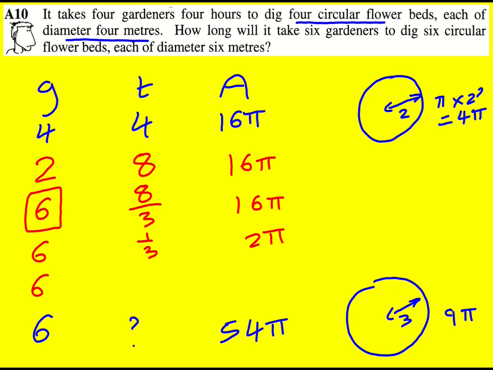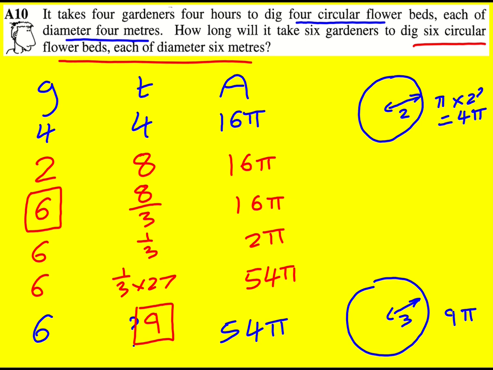2's into 54 go 27. So what I can do is get 54 pi by timesing by 27, but then I'm going to have to do 1/3 times 27. That's going to give me 9. And that's going to be the amount of time it's going to take for the 6 gardeners to dig 54 pi, which is equivalent to the 6 circular flower beds of diameter 6. It's going to take 9 hours. Nice. I'm pretty happy with this method.